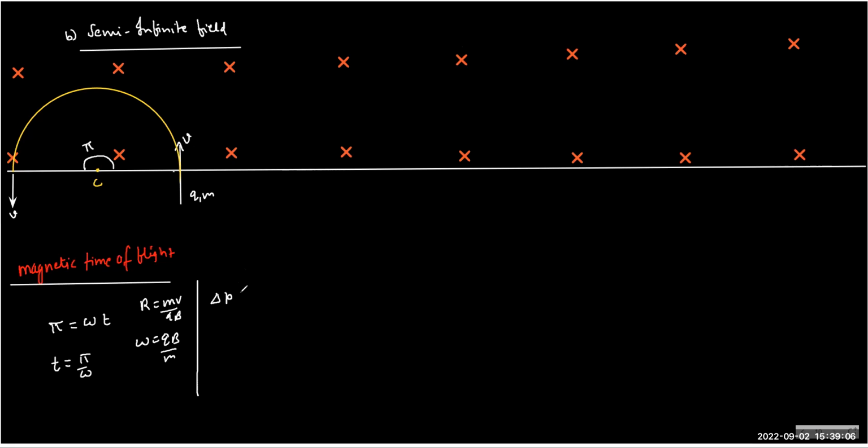It is 2mv, right? Yes. So the magnetic field has changed the momentum by this value. So what is the average force by the magnetic field on the charged particle? Changing momentum divided by the time for which it is inside, the magnetic time of flight, right?